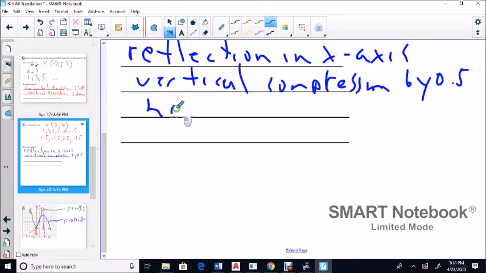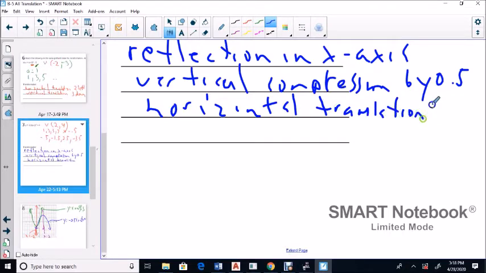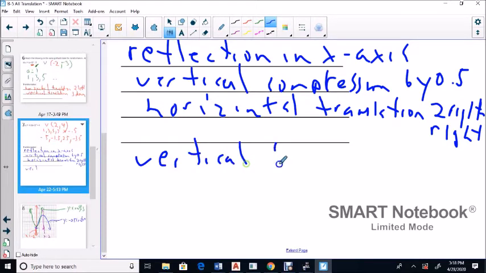Okay, let's go to the next one. Now we went horizontally. Horizontal translation to right. So it went 2 to the right. Sorry, that's hard to write there. Right. And then we have vertical translation. And it went up by 4. Up, 4 up.